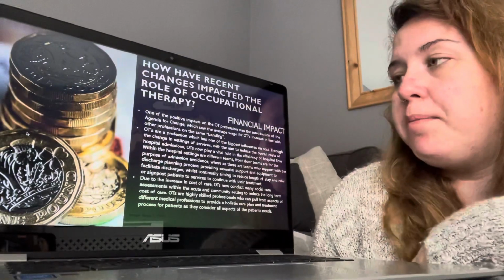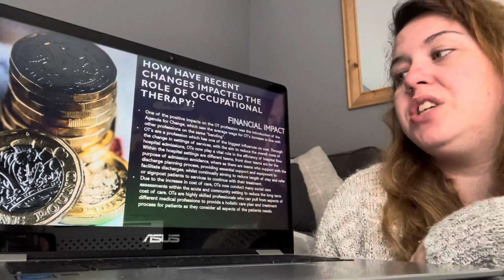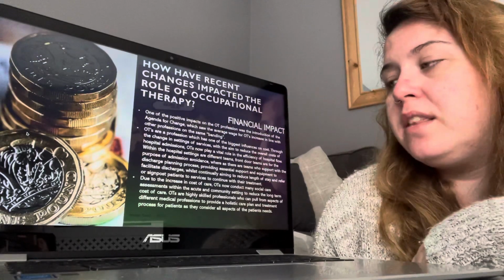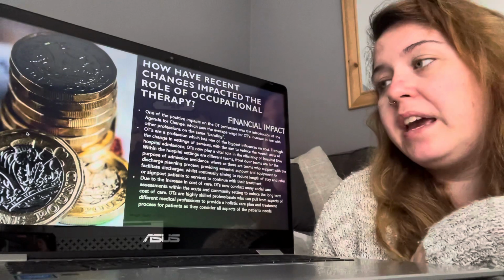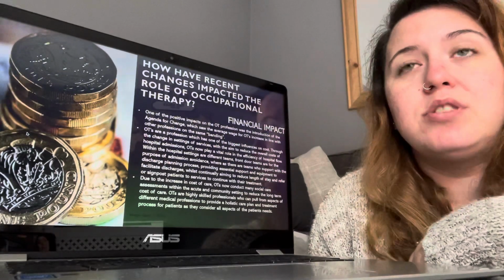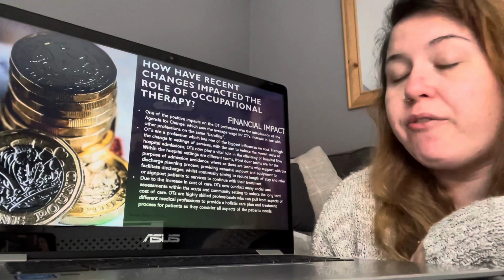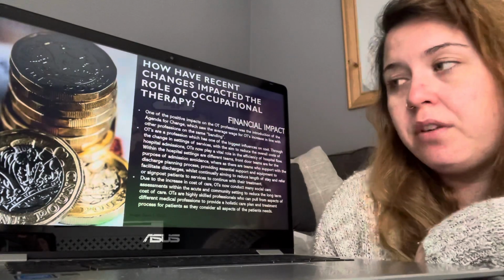So financial impact. One of the positive changes on the OT profession was the introduction of Agenda for Change, which meant that the average wage for OTs increased. So in around 2001, the average starting wage was around £19,000, and the average starting wage now is around £25,000.